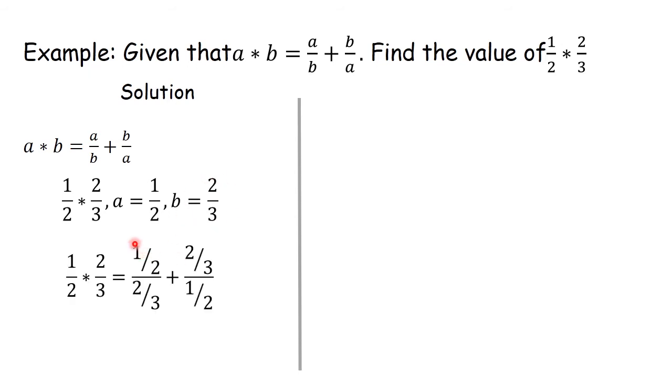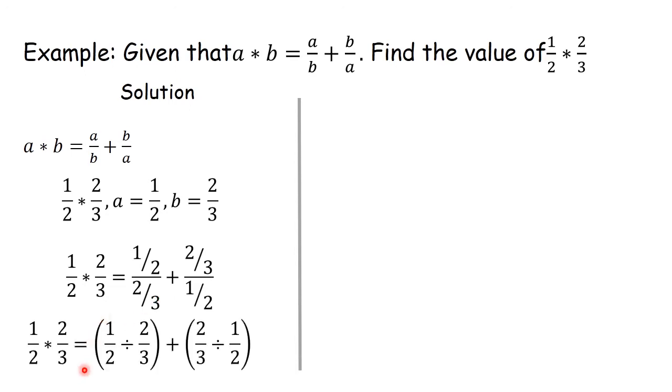So we shall substitute. Where there is a, we substitute a half, and where there is b, we put 2 over 3. So we shall have a half divided by 2 over 3. Then we add 2 over 3 divided by a half. So to deal with this better, we introduce the ordinary division signs, and that will be the same as a half star 2 over 3 will be we open brackets, we get a half, then we divide it by 2 over 3 and close brackets, and we add 2 over 3 divided by a half.